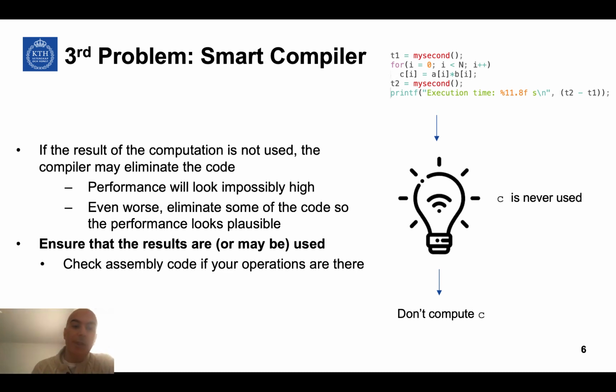So what we need to do is ensure that results are used. One easy thing is actually to add some code here, just using the values of C to ensure that the C variable is actually used. One other thing that we can do is actually to check the assembly code and see the operations are there. As part of the assignment, we will also ask you to check very quickly what is the assembly code and see if the actual operations are there in the assembly code.